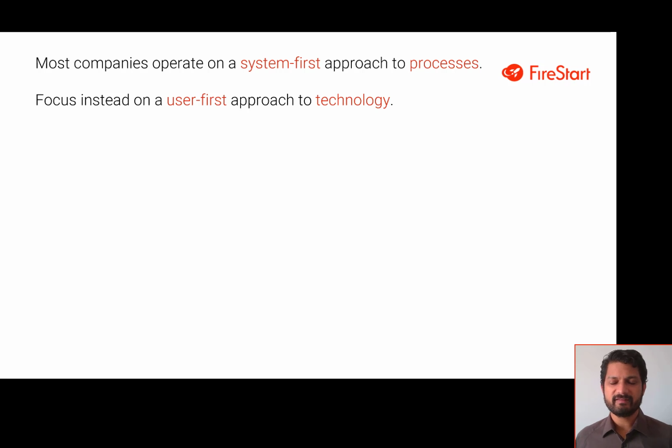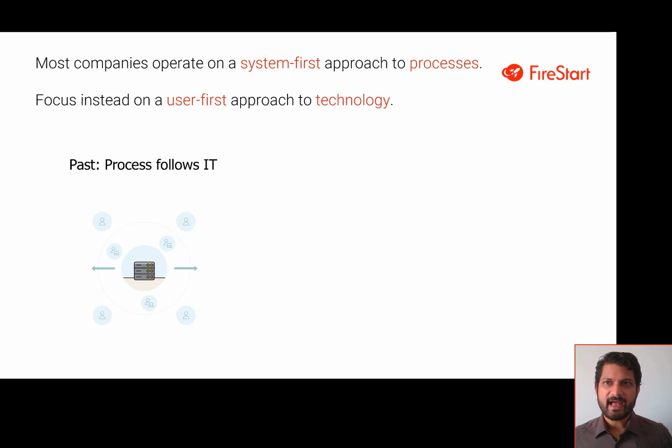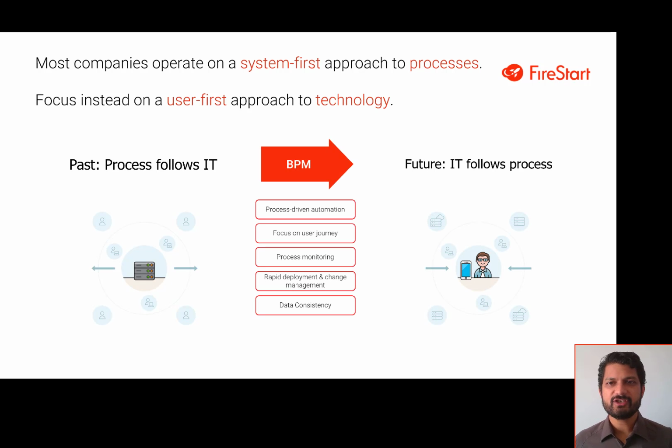Less about what the system can do, but what is it the user needs to do. And that's where we think about changing the way we work, the way we think about processes in IT. The process shouldn't follow IT. IT should support the process and the way it needs to function.